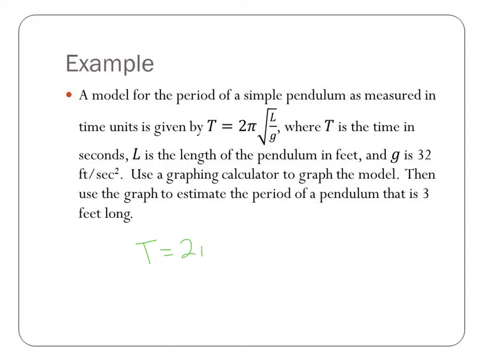So if we're looking at 2 pi square root of, we're going to call this x over 32, and so T is actually our y, and what you're going to do is graph that, and then estimate the period. So what is the y value when x is 3 feet? And so we're going to look at that graph. We'll look at that next time.